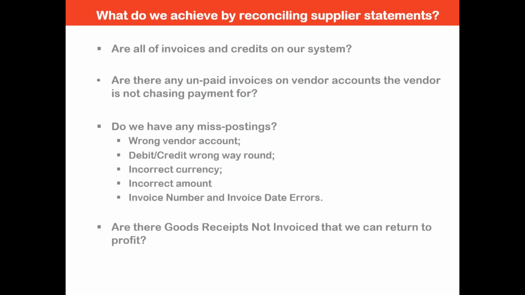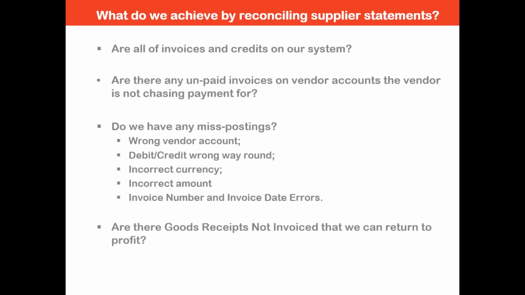And then, what do we achieve by doing that? If you're checking what's on the supplier statement compared to what you have on your system, you're making sure that you've got all your documents. So do I have all my invoices and do I have all my credits? We can also check things like, have I got any invoices on my system which are not on the vendor statement? If they're on my system but not being chased by the vendor, there could be a misposting, for example. It could be on the wrong vendor account.